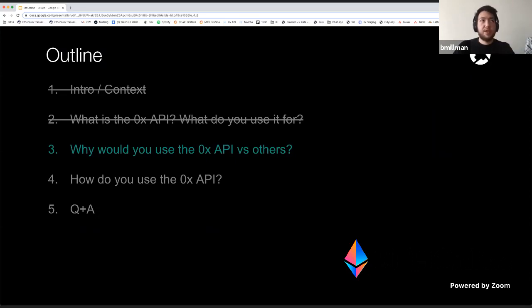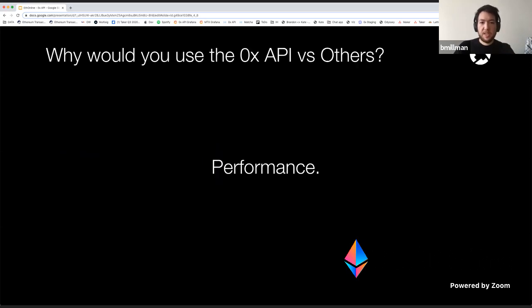Cool. All right, so we just went over what the API is and what you might potentially use it for. The next thing we're going to go over is why you would use 0x API over other competitors. Cool. So the TLDR here is that you would use 0x API versus others because of performance. It really is all about the performance of the service that you're providing. And I think that we have the best and most thorough performance benchmarking across the whole decentralized exchange space in general. And we can go into a little bit of our findings.